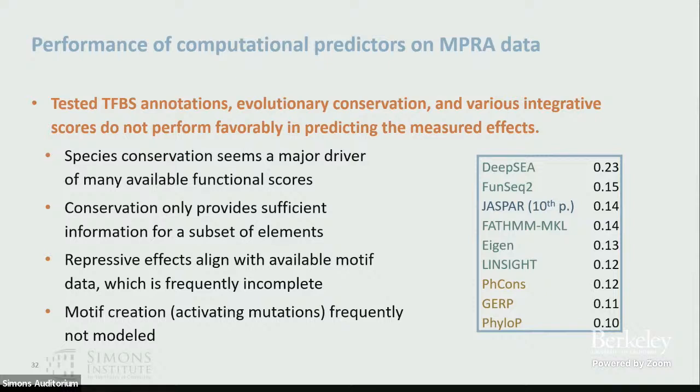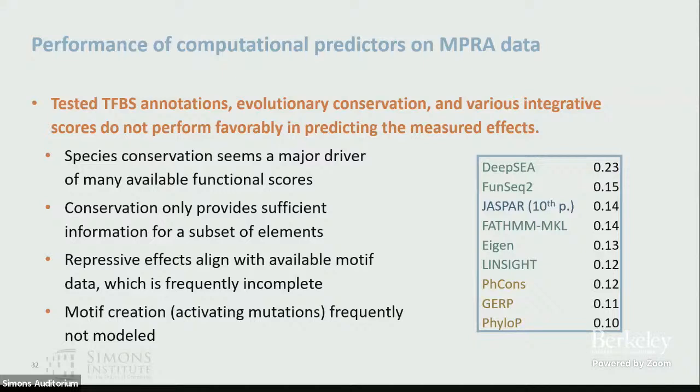And we thought this was a very interesting exercise because we were hoping that it would also tell us about useful predictors of regulatory function. And we realized that there's not so much useful out there at this point. So one limitation: a lot of these tools are prioritizing species conservation pretty highly, but species conservation is not necessarily the best predictor.